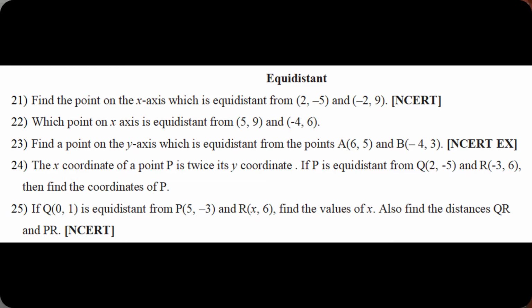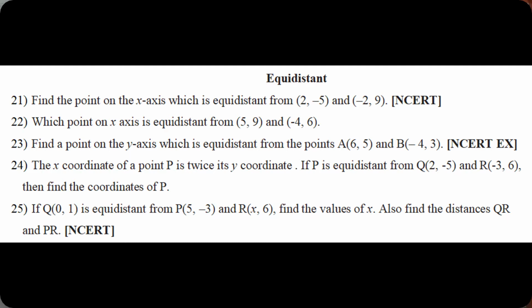Look at the 22nd question. Which point on the x-axis is equidistant from 5 comma 9 and minus 4 comma 6? It is similar to that of 21, so that's why it is an exercise for you. And look at the 23rd question. It is an NCERT example question.